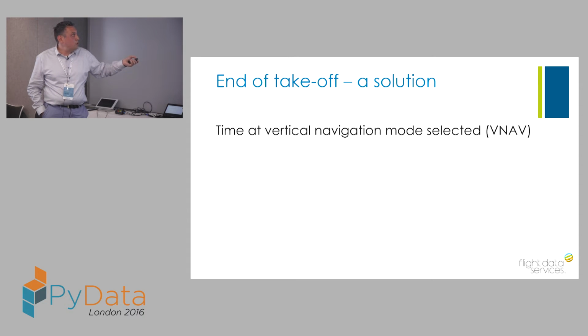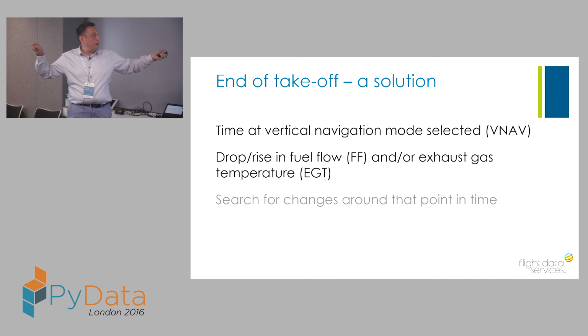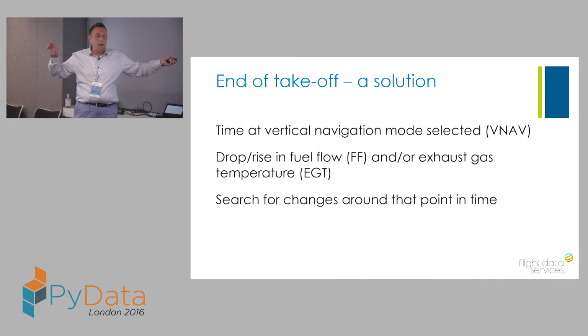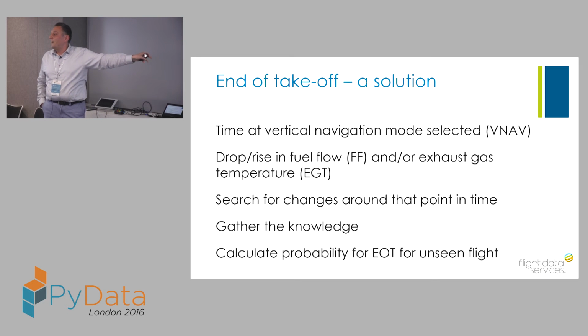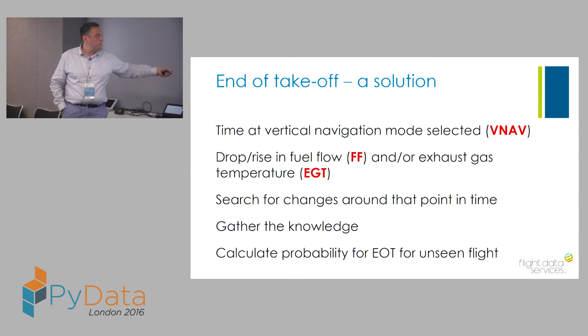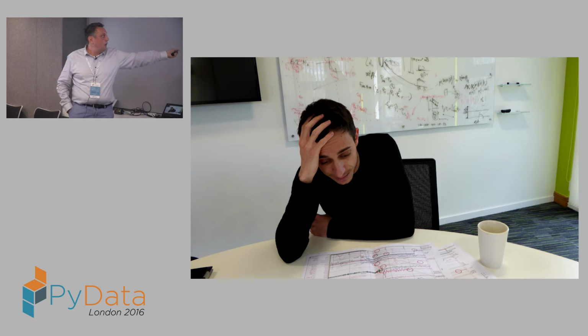So the solution is just to use the VNAV when the autopilot was engaged, and try to find the drop or rise in fuel flow and exhaust gas temperature, and we'll try to find the changes around those times to mark the point correctly. We'll gather the knowledge and try to calculate the probability for the end of takeoff for an unseen flight. So these three parameters are in the game. And now Raf will continue with math.